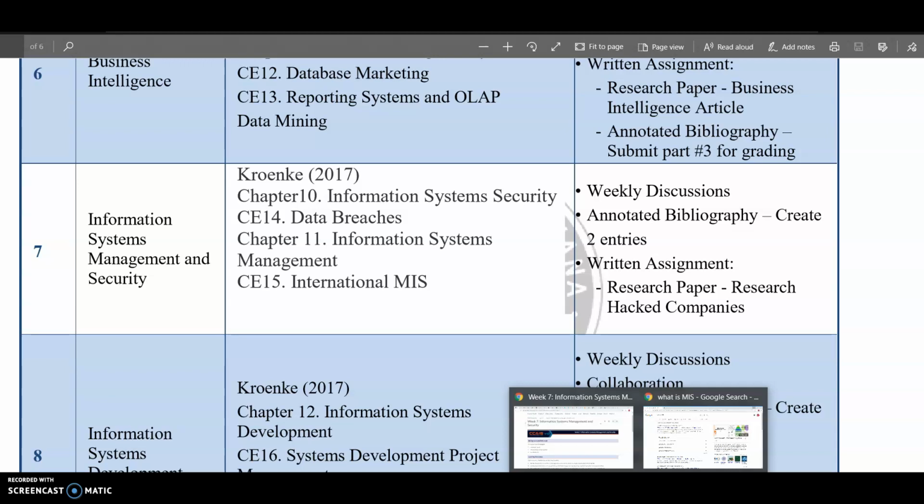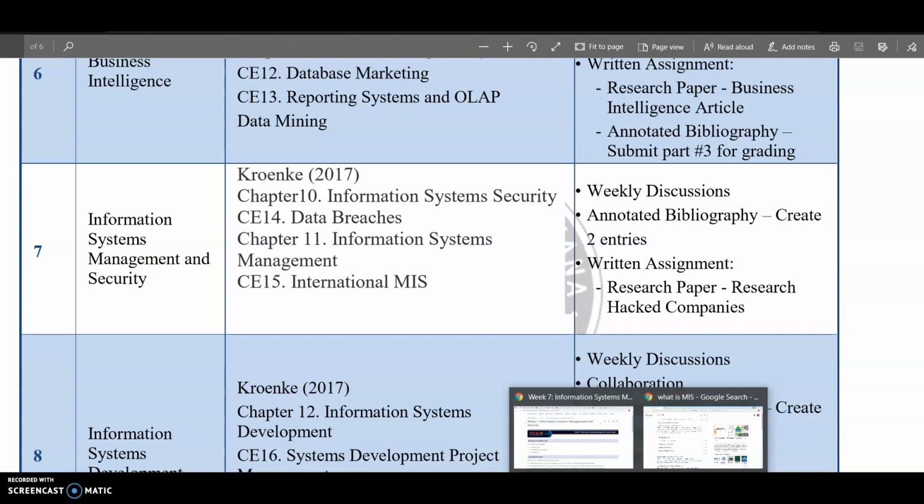Week 7, Information Systems Management and Security. Chapter 10, Information System Security. CE 14, Data Breaches. Chapter 11, Information Systems Management. CE 15, International Management Information Systems.